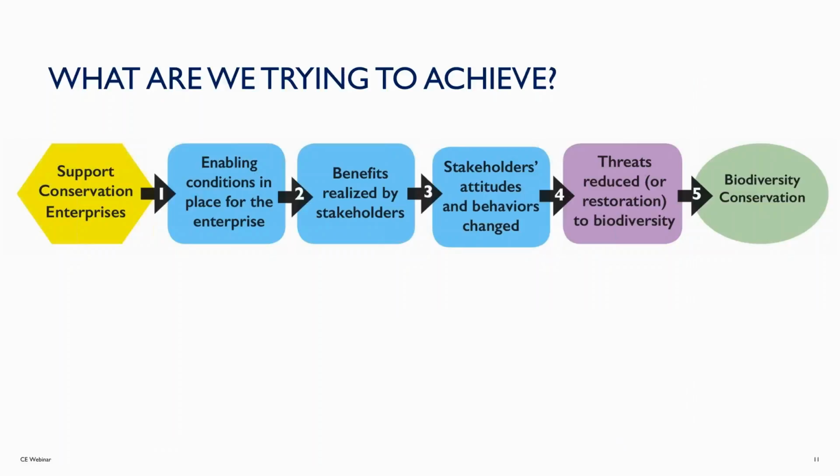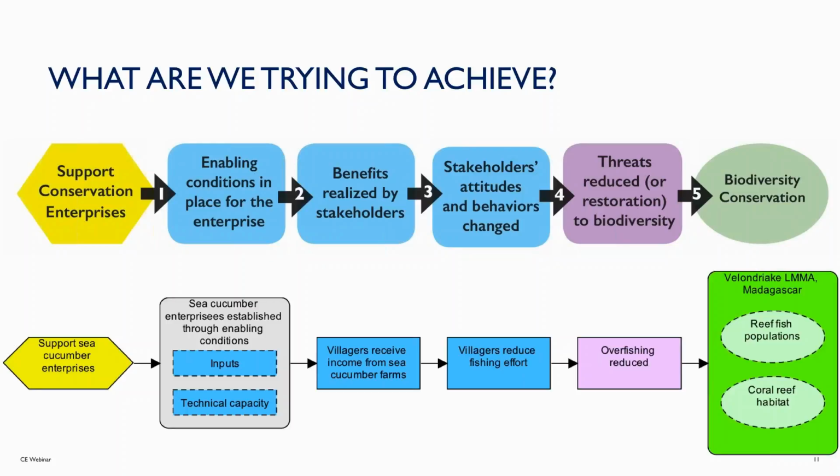And then you can start to contextualize this, right? So apply it. So what is specific for our situation? We are supporting a sea cucumber enterprise, right? And then we start to look at what are the enabling conditions for a sea cucumber enterprise. This being a first draft, maybe we come up with, people need inputs. They need the juvenile sea cucumbers. They need the materials for the fencing. They need some technical capacity.